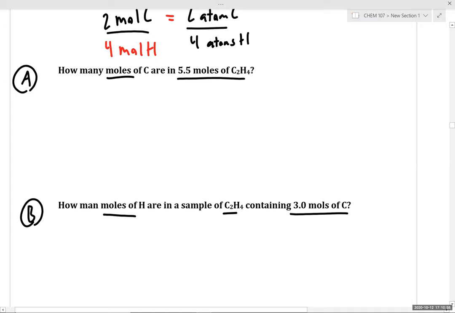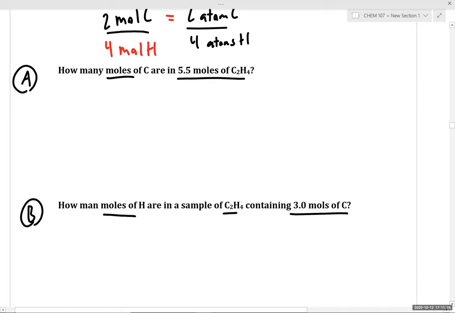Okay, so the notes are found under Canvas under week 7, week 8, or week 9, and they're labeled the chapter 4 notes. And this is on page 22 of the notes.